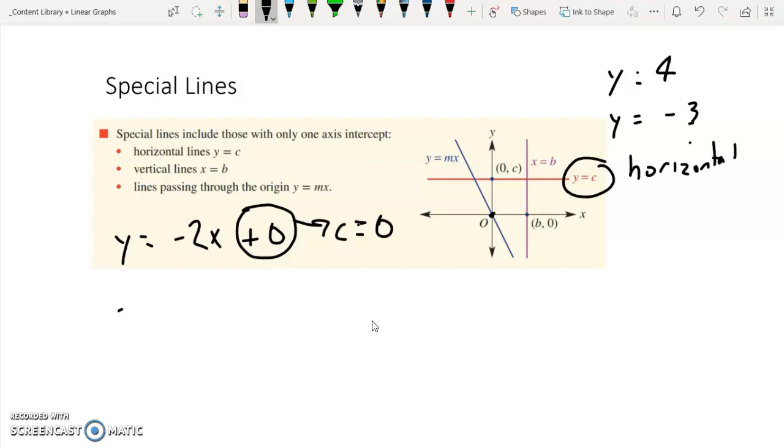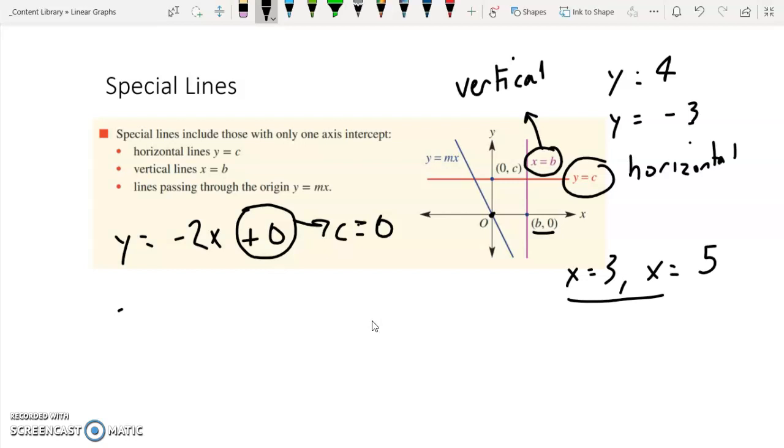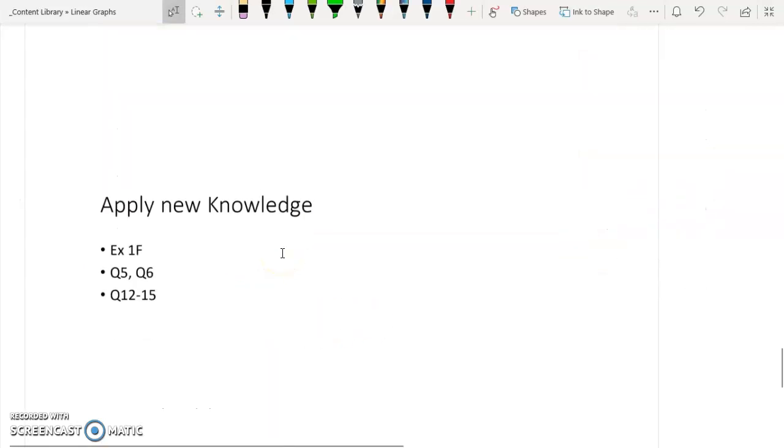For vertical lines, for every y value, x will equal whatever value it is, so in this case b. So it crosses through at (b, 0), so it could be x equals 3, x equals 5. These are actually not points, they are vertical lines. That's going to be important for your lesson today.